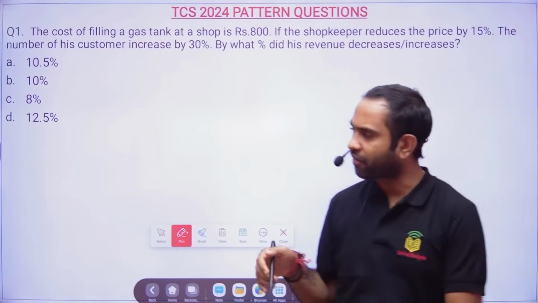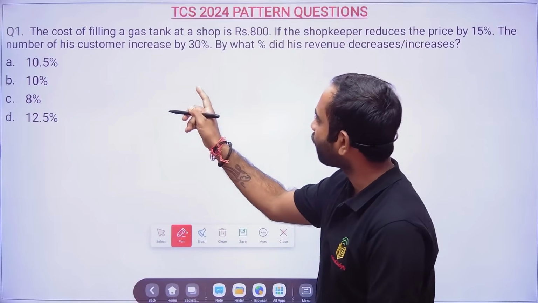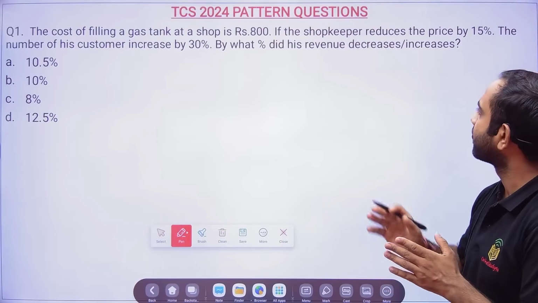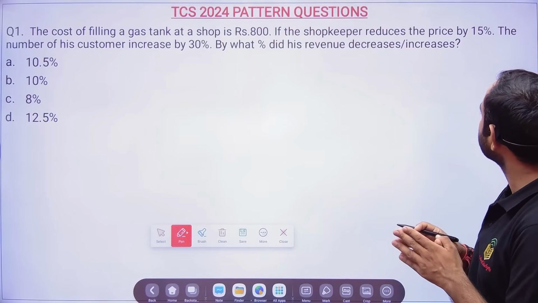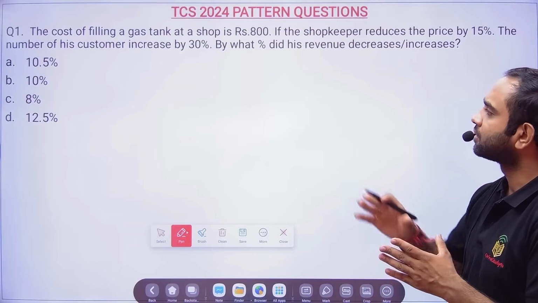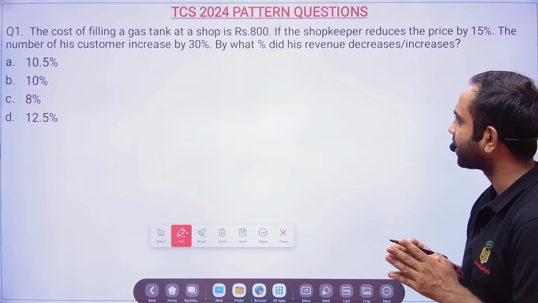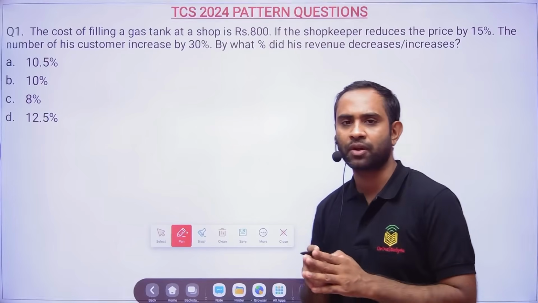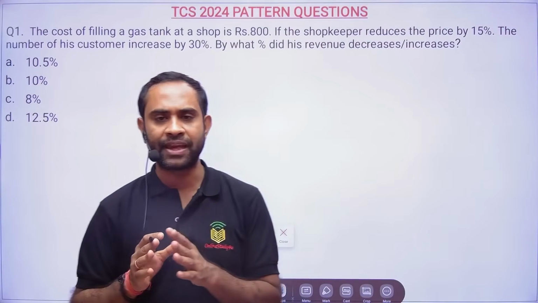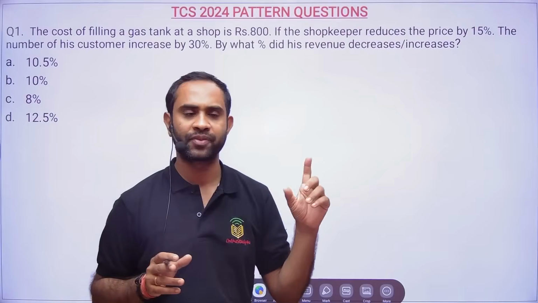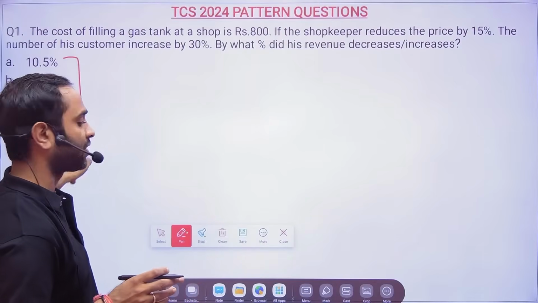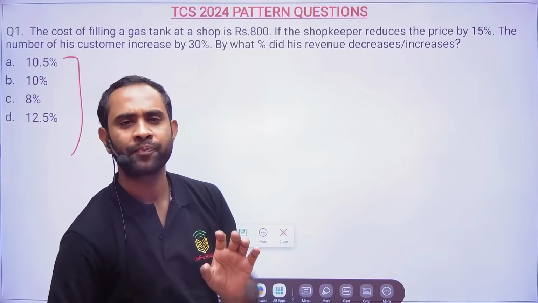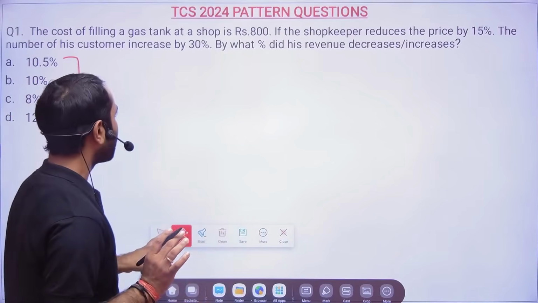Question number 1: the cost of filling a gas tank at a shop is rupees 800. If the shopkeeper reduces the price by 15%, the number of his customers increases by 30%. By what percent did his revenue decrease or increase? Friends, it is very clear in this question that options are given in terms of percentage, so we can assume any value and we will be able to solve it. Now let us see how.